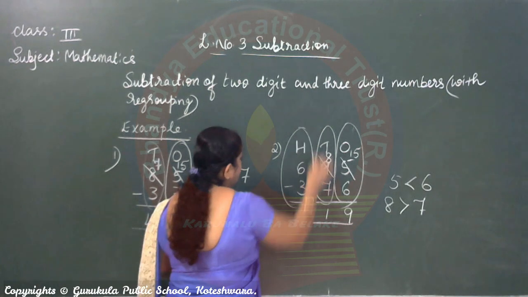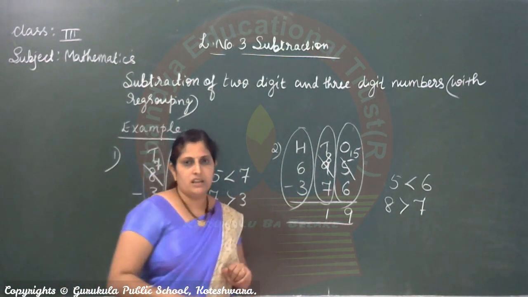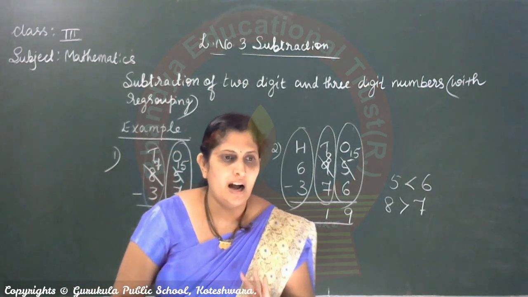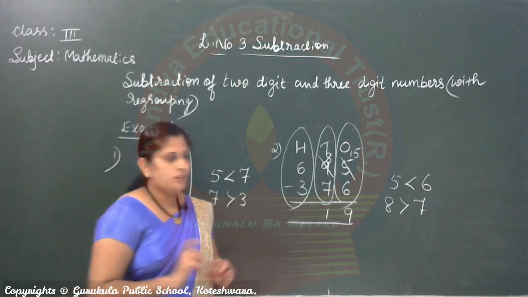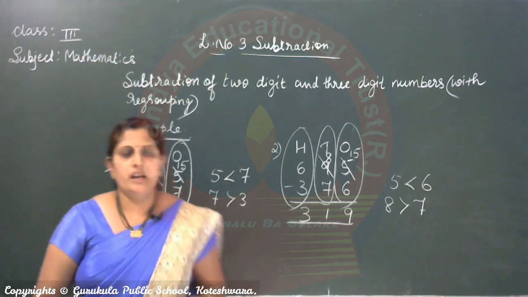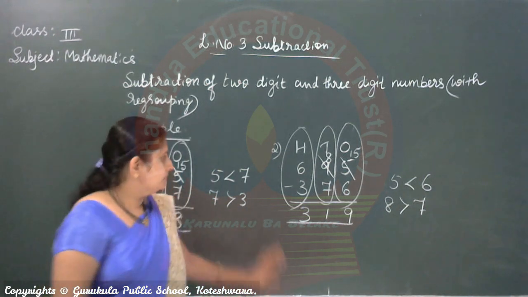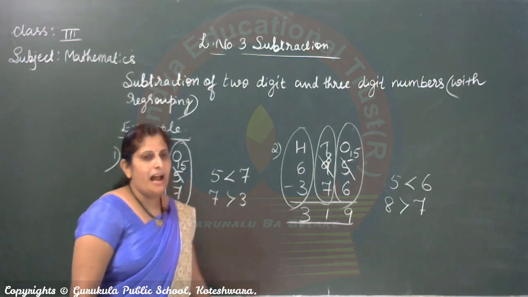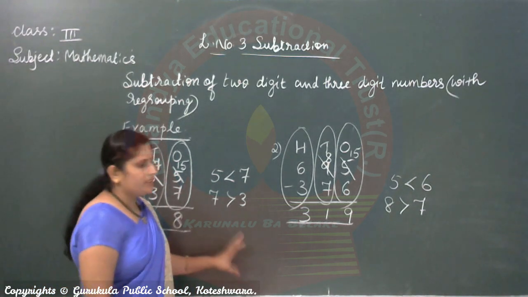We go through the digits in the hundreds place. That is 6 minus 3. 6 in your mind, 3 in your hand. Before 6: 5, 4, 3. So here it is 3. So the answer is 319.